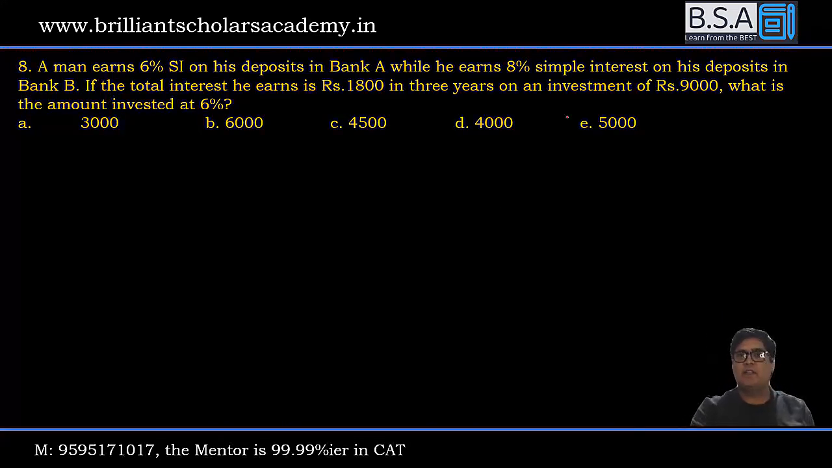So, first question is on the screen. Take 2 minutes. Give me answer. A man earns 6% simple interest on his deposits in bank A, while he earns 8% interest on his deposits in bank B. If total interest he earns is rupees 1800 in 3 years on an investment of rupees 9000, what is the amount invested at 6%?